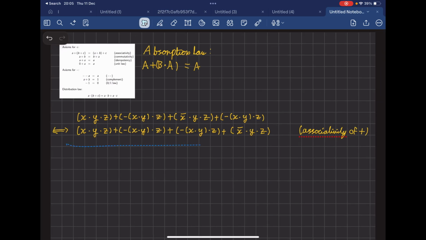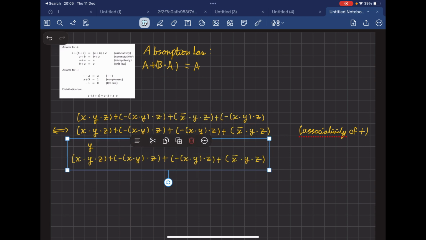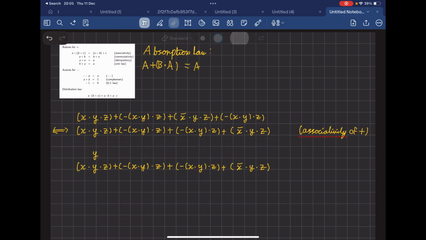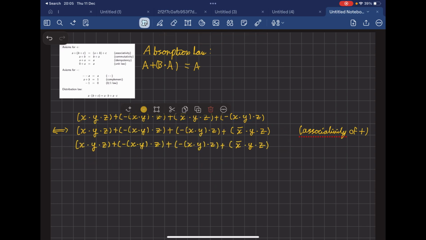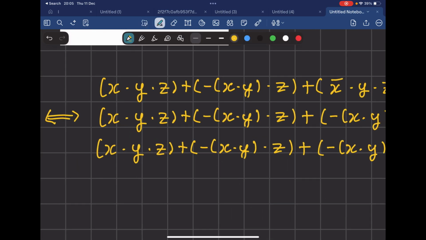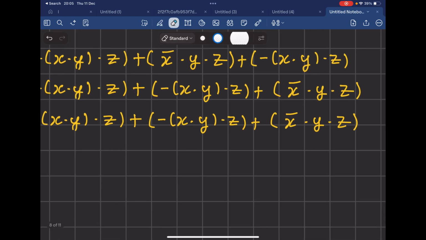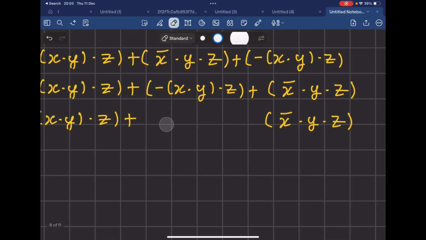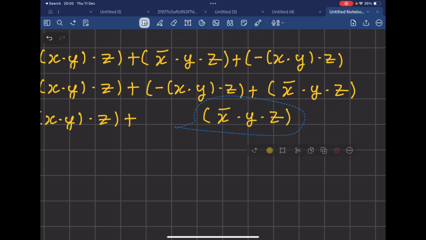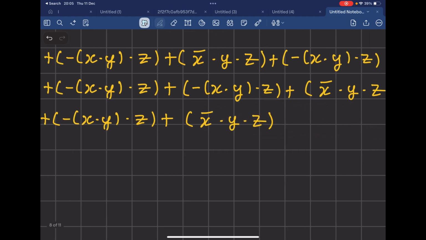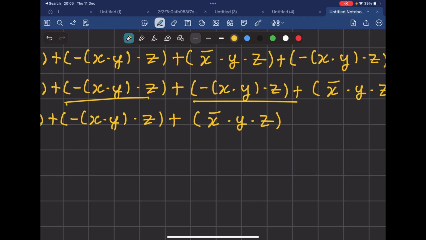Again, I'm just going to copy paste the line because it's easier. What the hell? Okay. Boom. Then we just remove one of them. Okay. So there we use that idempotency law on this thing and this thing. So we need to write that out on the right side to make it clear.